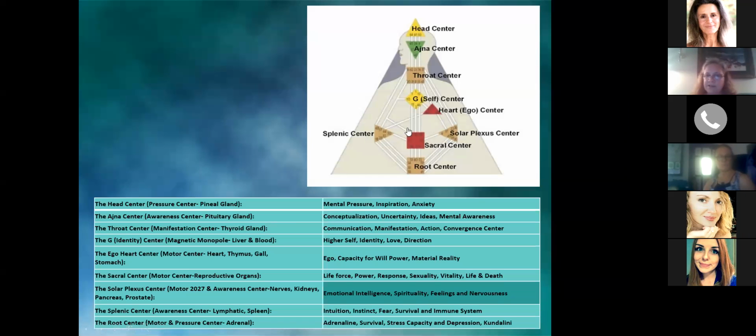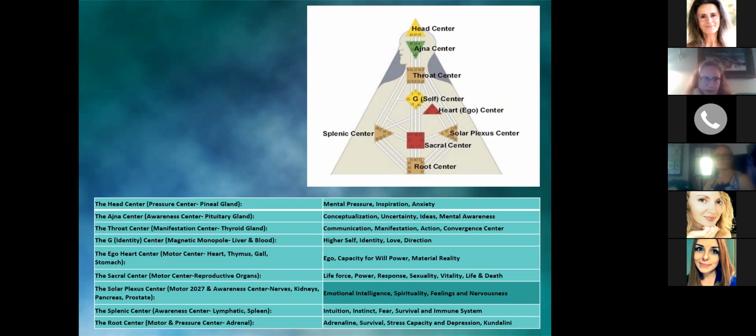And then the sacral center, right here in the middle, the red, this is a motor center as well, and it holds your reproductive organs. It is the life force, power, response, sexuality, vitality, love, and death. And the solar plexus center is another motor. And those motor centers, when they're combined to the throat center, allow you power to do, achieve, create. It will better define that for you as a person.